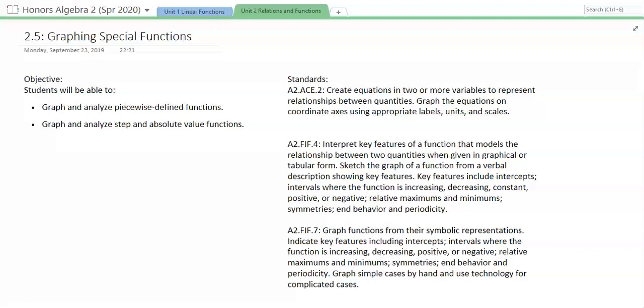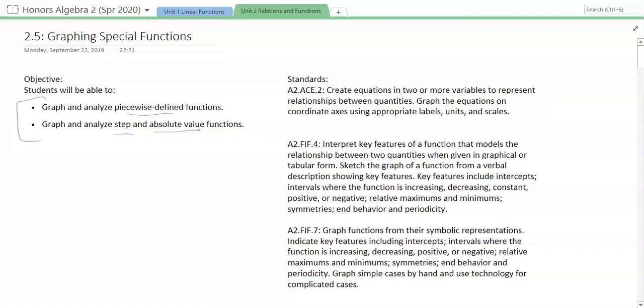Hey there. Today we're looking at 2.5, graphing special functions. And so we're going to look at three types of functions in this section. And you're going to see that in our objectives today. And so our three types of functions that we're going to look at are piecewise, step, and absolute value.